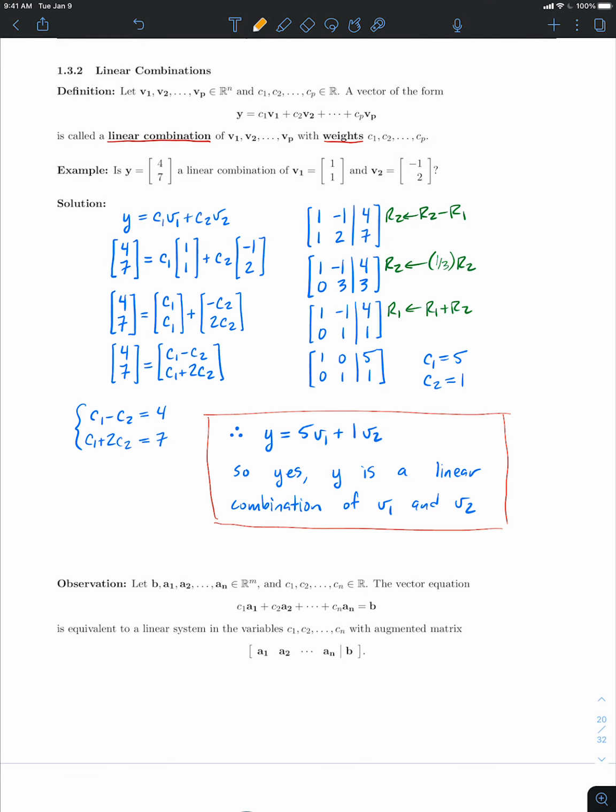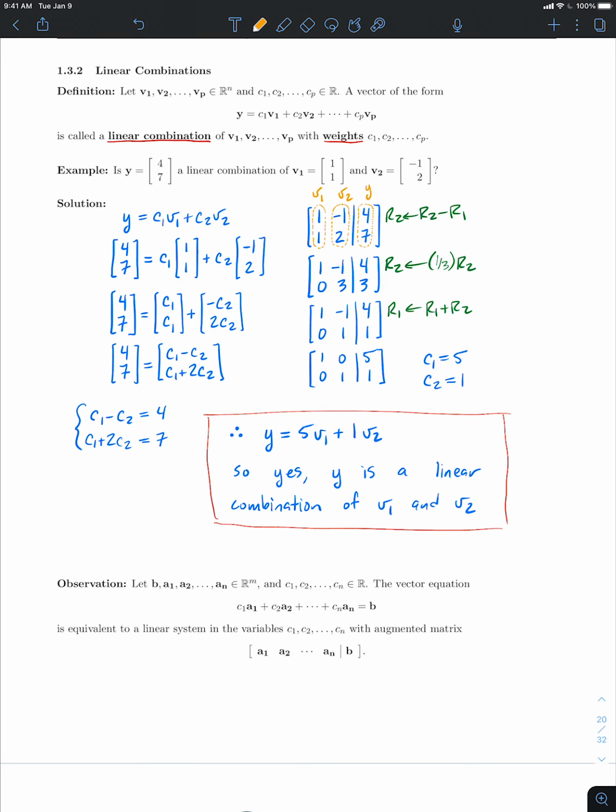Okay, a couple of observations that we can make here. Let's go back up to this augmented matrix. Let's look at the first column. And then let's look at the second column. You'll notice that the columns of the coefficient matrix here are actually the vectors v1 and v2. And moreover, the constant column, which is really just the constants 4 and 7, that was the vector y.